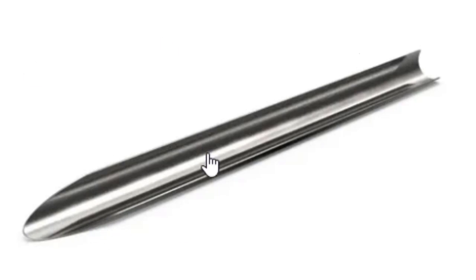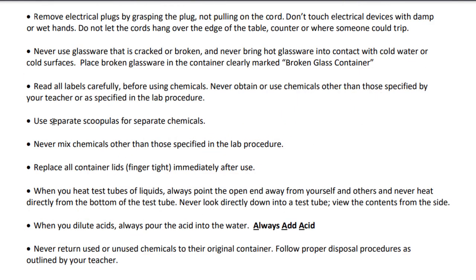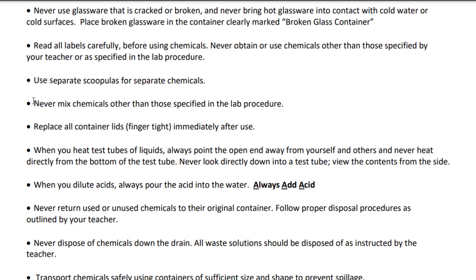we use the scoopula. The idea is with the scoopulas, because they're touching chemicals, you need one scoopula for every chemical that you're using. So if we had like 3 or 4 powders in front of us, we would want 3 or 4 scoopulas, one for each powder, and never use scoopula number 1 for powder number 2. That way you're not going to be contaminating anything. Don't mix chemicals other than what you've been asked to do, because they can have unintended consequences and maybe some chemical reactions that we don't want to have happen.